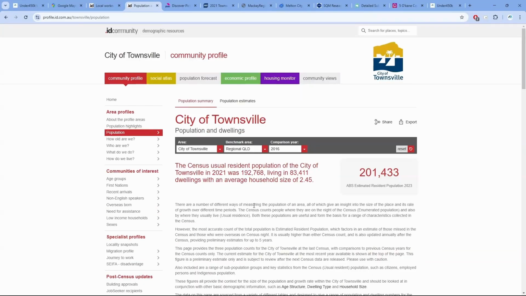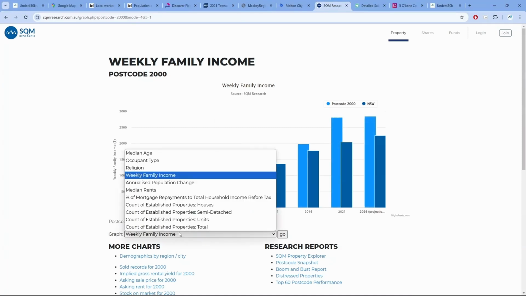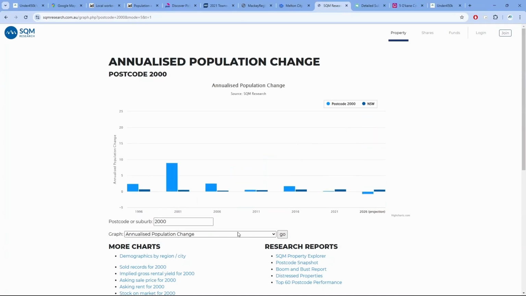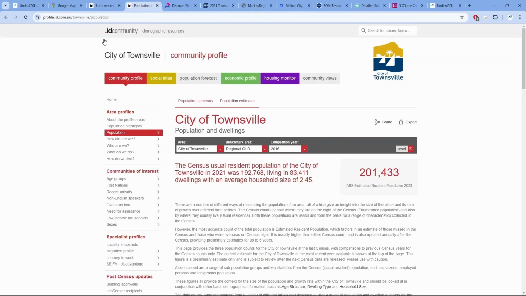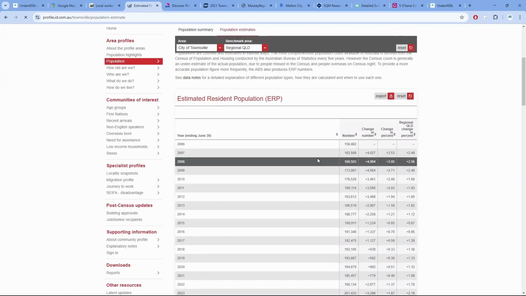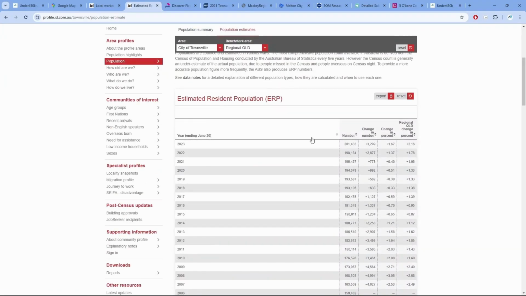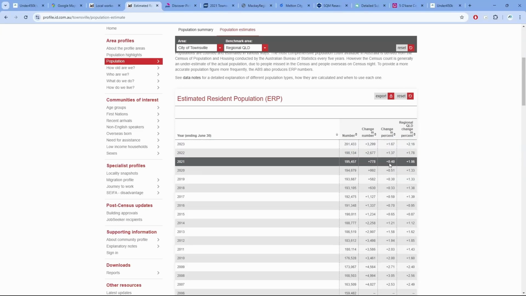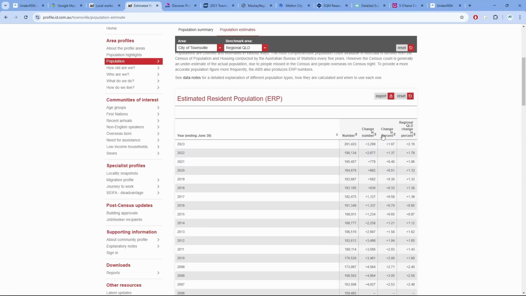And you can find population growth on SQM Research. When you look through here, you can find annualized population change, which this is Sydney. You can also have a look at Townsville, where if you go to economic ID, you can see the population summary, as well as population estimates. And you can also see by year how much they grow by. You can see Townsville is growing about 1% or 0.5% every single year. We want to see decent population growth.